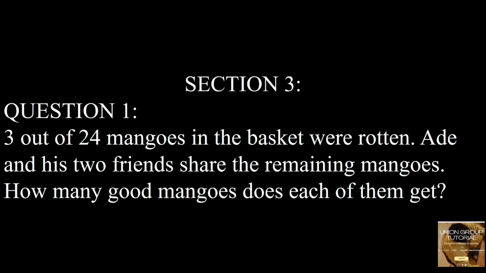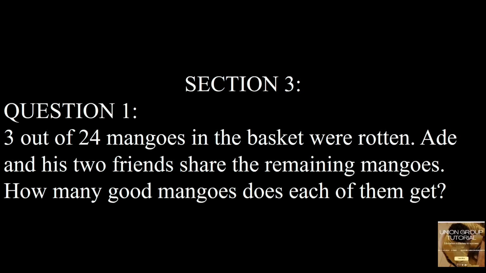In this case we need to apply brackets. They say 3 out of 24 were rotten. That is a minus, because once a mango gets rotten you can't keep it with the good ones, to prevent the others from spoiling also. That means you have to remove it, and once you remove it from the number of mangoes in the basket, you're going to have 24 minus 3.